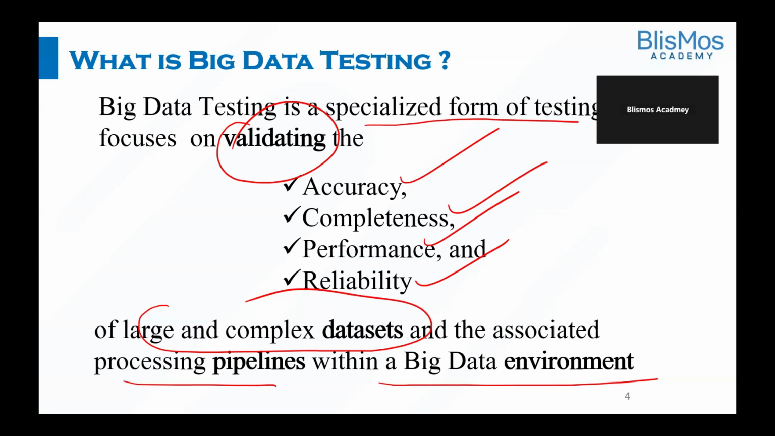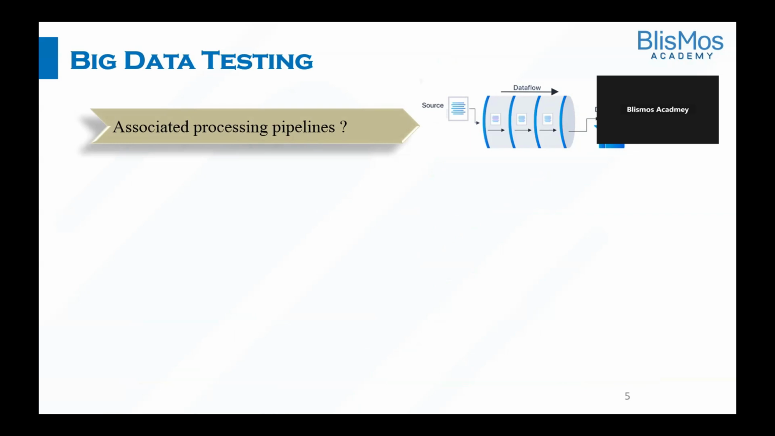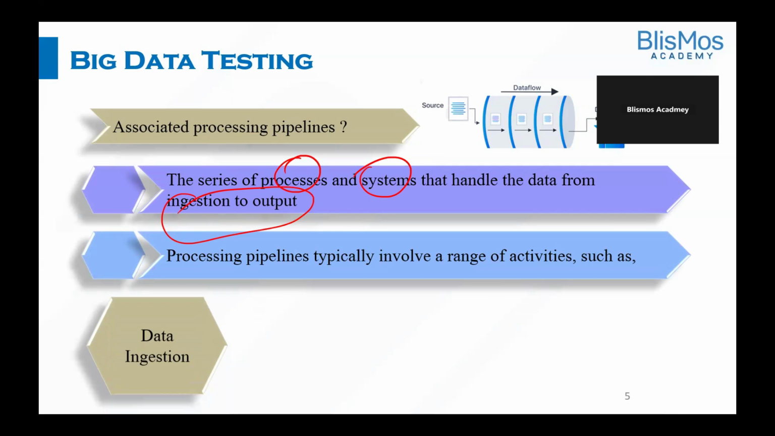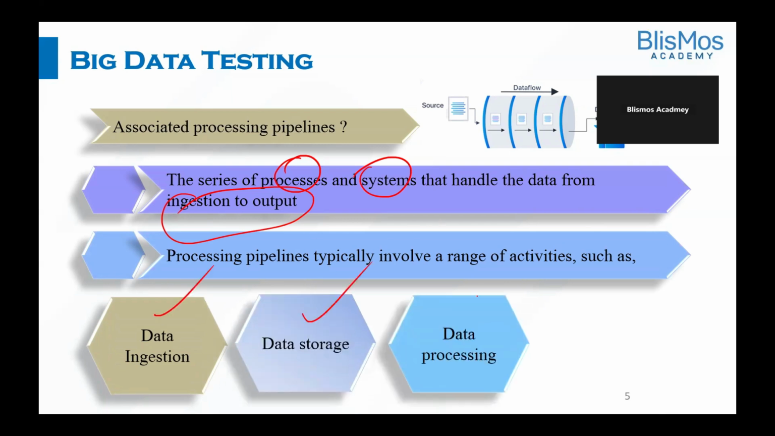What is this associated processing pipelines? In big data processing, we do have different processes and systems which are piped together. They are a series of processes and systems that handle the data from ingestion till the output. Processing pipelines would involve a lot of activities. Some of the important of them are data ingestion, data storage, data processing, and data visualization or data output.